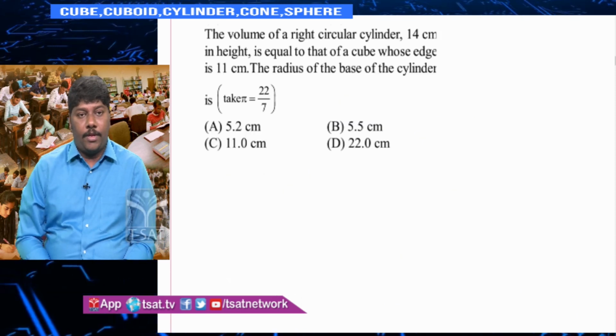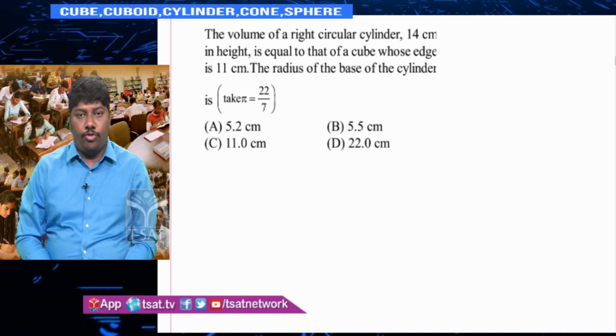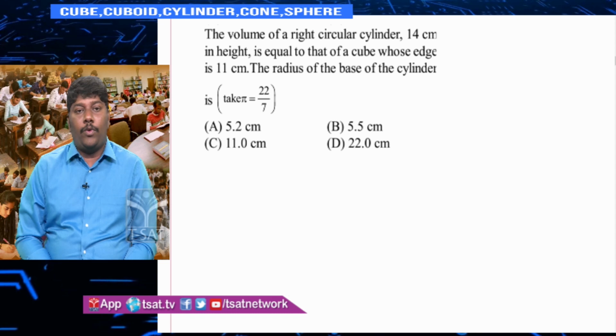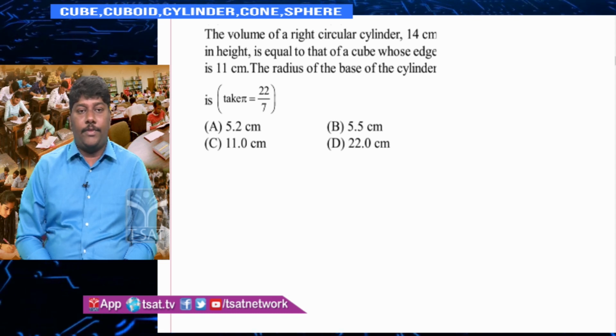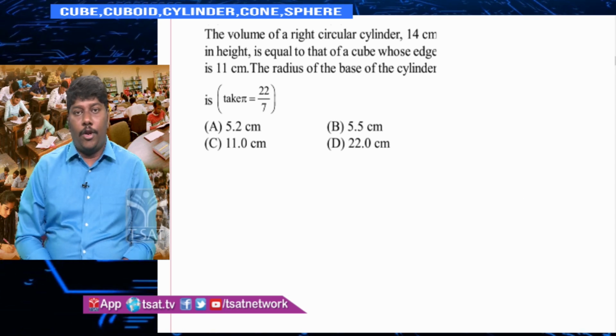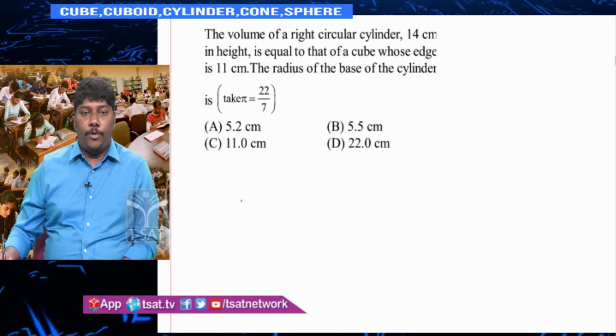The next one. The volume of the right circular cylinder, now this is a cylinder and a cube. A right circular cylinder 14 centimeter in height is equal to that of a cube whose edge is 11, the radius of the base of the cylinder. He is equating the volume of a cylinder to the volume of the cube and is asking you the radius of the base. So equate both the volumes.